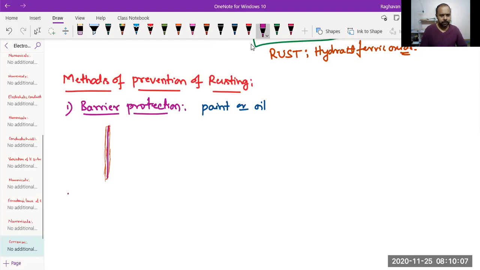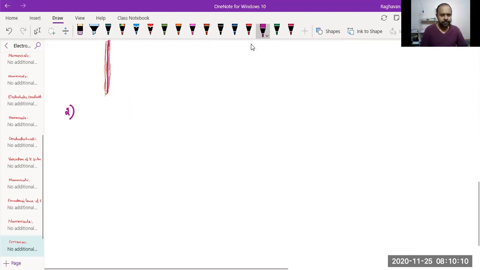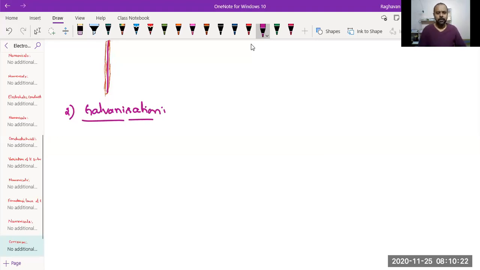Next, something called galvanization or galvanizing. So what is galvanization? Especially in this galvanization method, iron to be protected from rusting will be connected or coated with zinc. Okay. So iron article is coated with zinc. Now in the electrochemical series, if you can remember, zinc is above and iron is below.